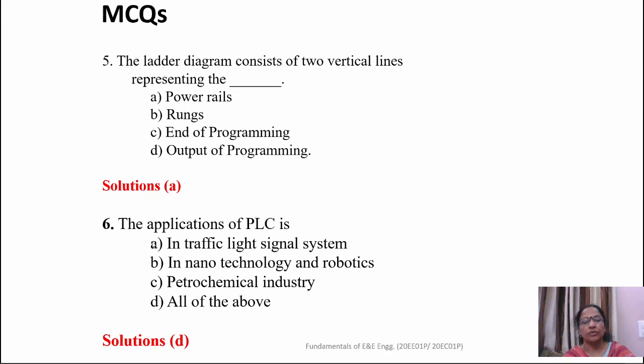Students, let's have some more questions there. The question is: the ladder diagram consists of two vertical lines representing dash. The answer for this question is that the ladder diagram consists of two vertical lines representing the power rails. One more question is there. The application of PLC is in traffic light signal system, in nanotechnology and robotics, in petrochemical industry, or all of the above. The answer for this question is all of the above.